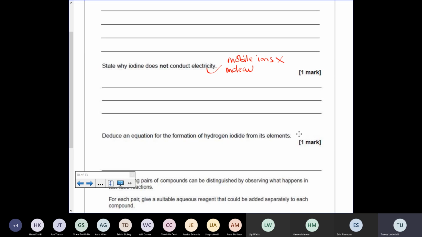Mobile, not molecule, Tracy. Mobile electrons. No, it doesn't have those either. Okay? So it has no anything that's free to move, so no delocalized electrons or ions. So it can't conduct electricity.